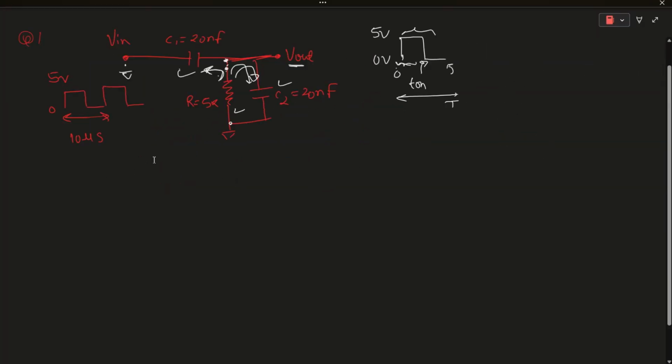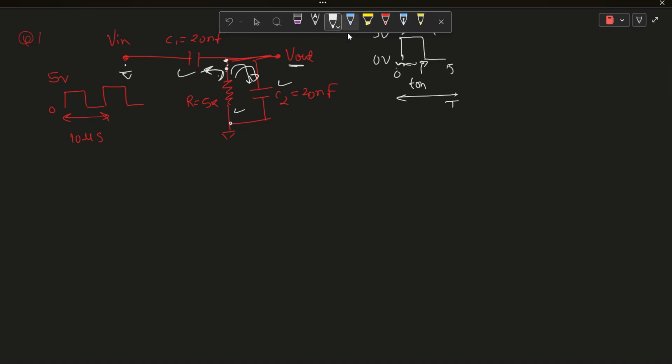So this is the circuit question, and there is an input pulse, and we have to plot the output waveform. I am considering some time frames: at t equals 0, then t greater than 0 and less than t on, and at t equals t on, and then greater than t on.